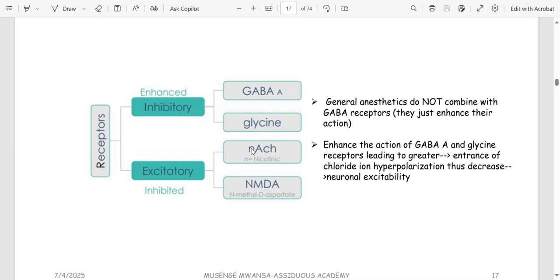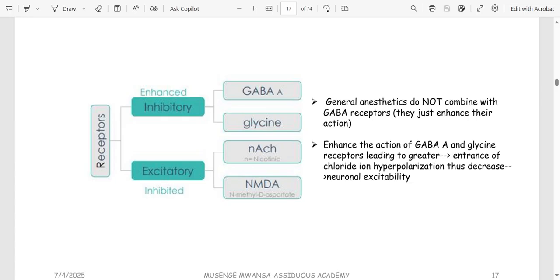For example, you have the nicotinic receptor. So they are going to be inhibited, and then you have the NMDA receptor, the N-methyl D-aspartate. This is a glutamatergic receptor. It's also going to be inhibited.